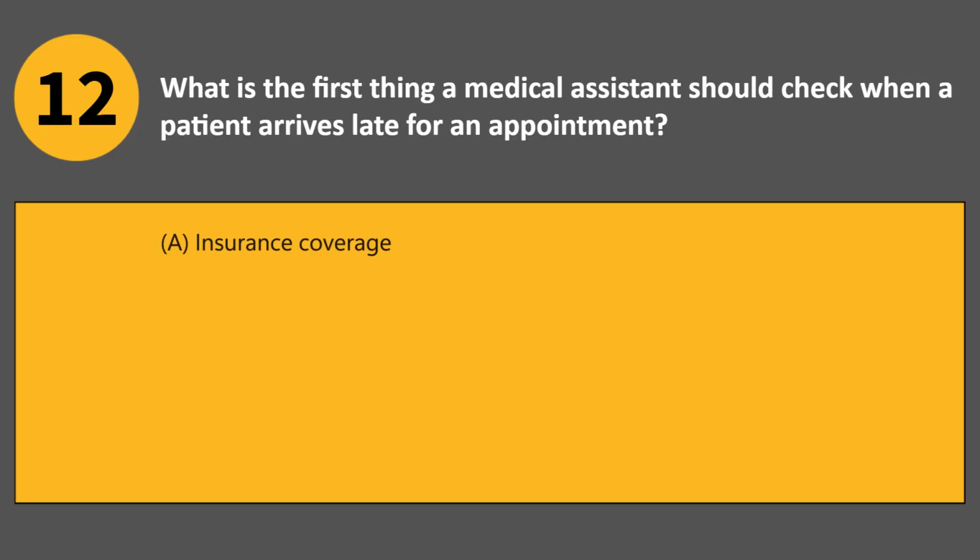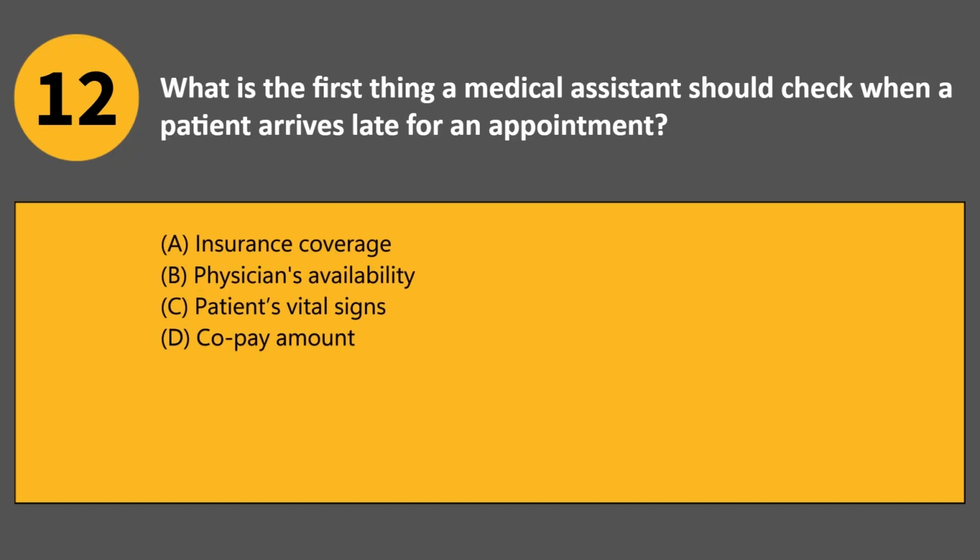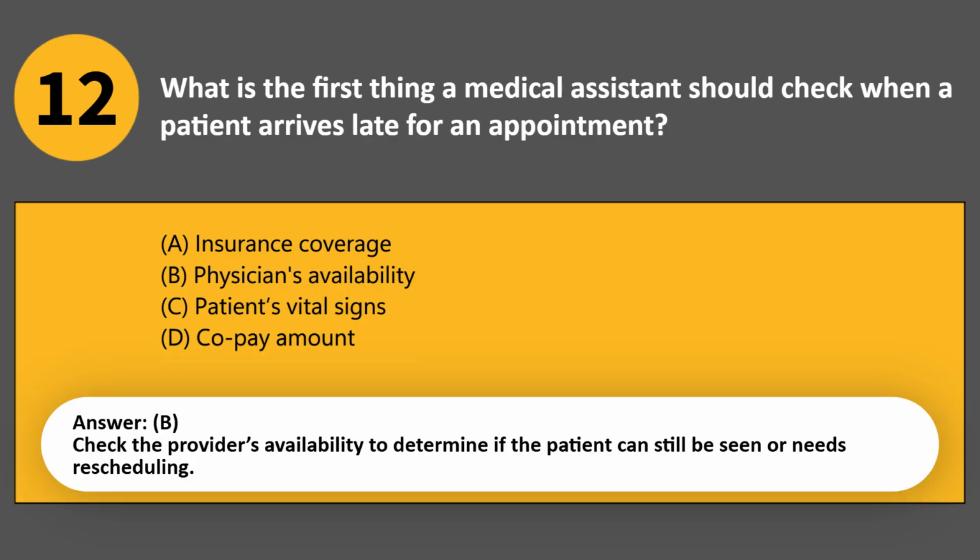What is the first thing a medical assistant should check when a patient arrives late for an appointment? A. Insurance coverage. B. Physician's availability. C. Patient's vital signs. D. Copay amount. Answer B. Check the provider's availability to determine if the patient can still be seen or needs rescheduling.